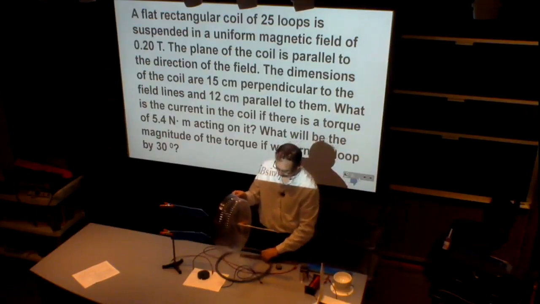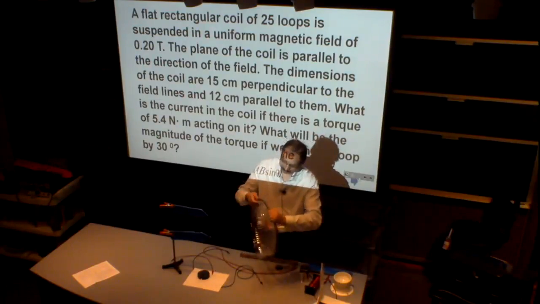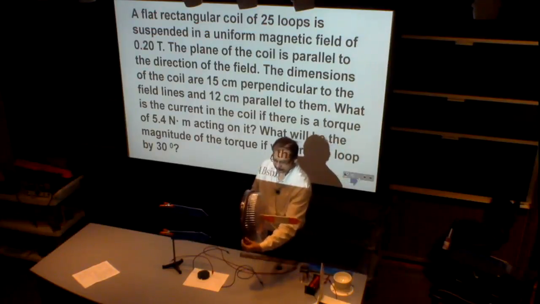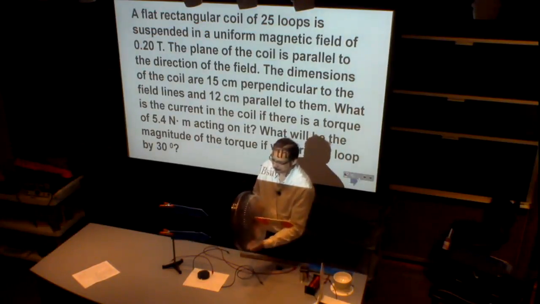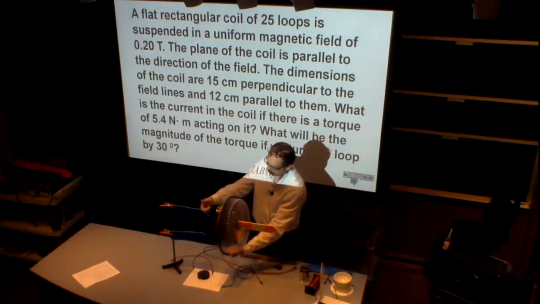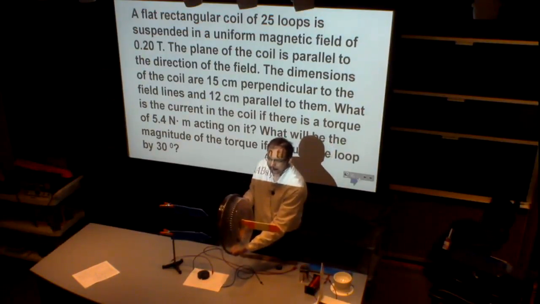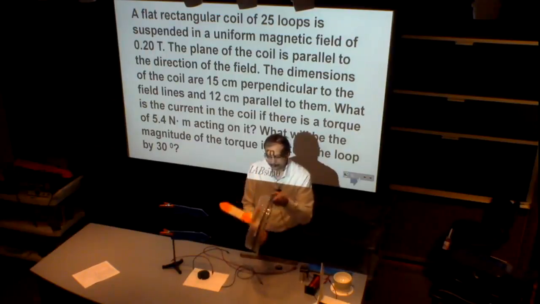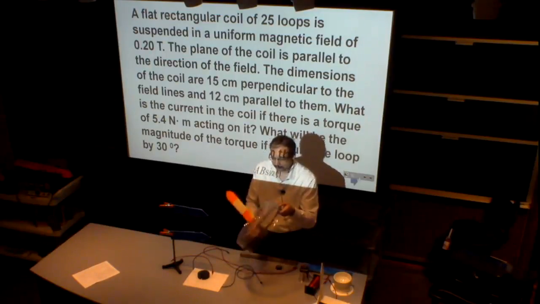That's a surface. Could have been Gaussian, could have been Maxwell, doesn't matter. This is the loop. That's the area vector. You look at magnetic field and area vector, you immediately should be able to say the torque equals what? Zero, there is no torque.